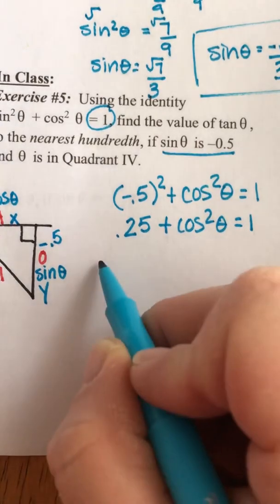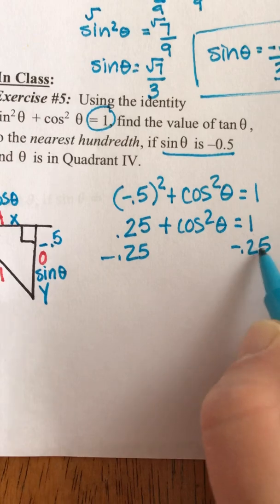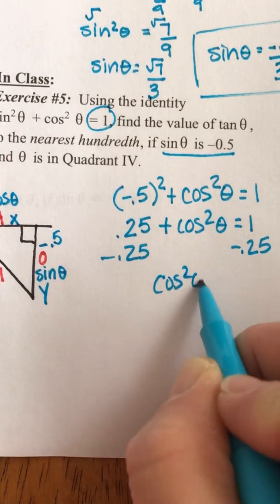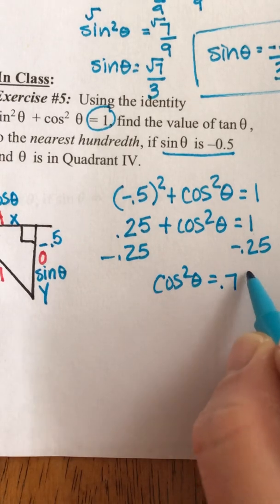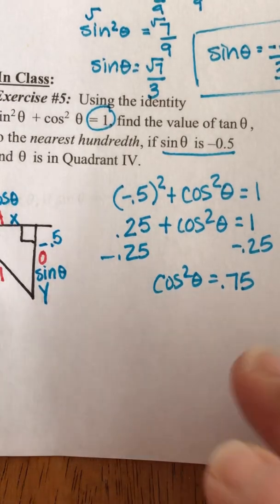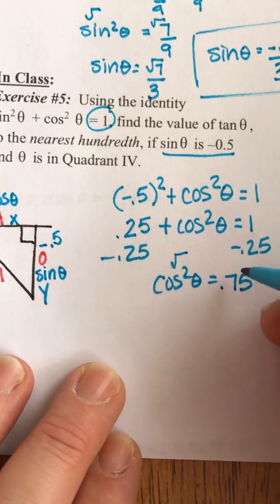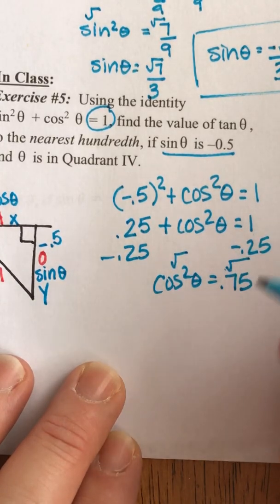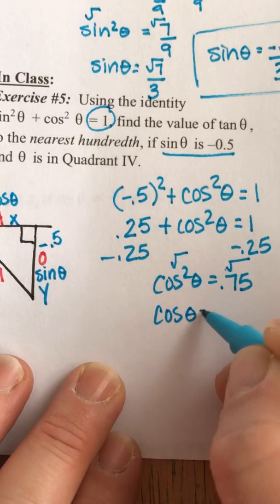Okay, I'm going to subtract that 0.25. We should be able to do that part in our head. 1 minus 0.25 is 0.75. All right, cosine squared equals 0.75. It's cosine squared, so I have to take the square root to get cosine by itself, which means I need to take the square root of that side. This becomes cosine of angle theta.